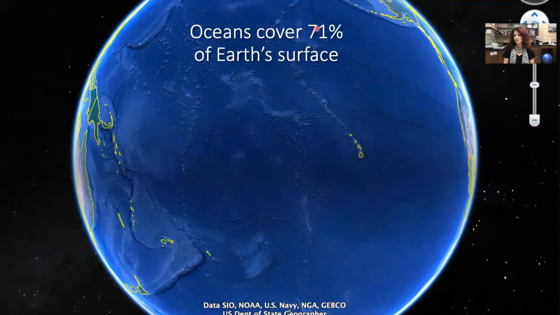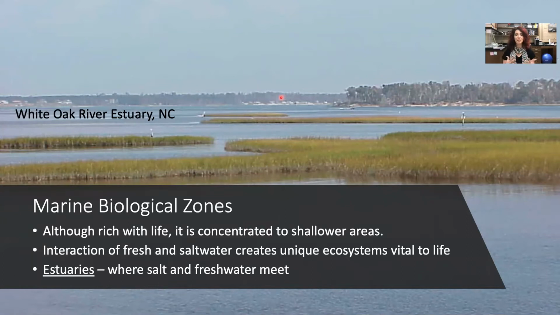that covers the surface. So getting into different marine biological zones, the first thing to consider is that although the marine biosphere is really rich with life in general, most of that life is actually concentrated in shallow areas. Here we have an image of the White Oak River estuary where I've done some research. It is off the coast of North Carolina. And this is an estuary. Again, this is where salt and fresh water meet. The interaction of fresh and salt water creates unique ecosystems that are very vital to life. So you'll find estuary environments really teeming with lots and lots of different life.